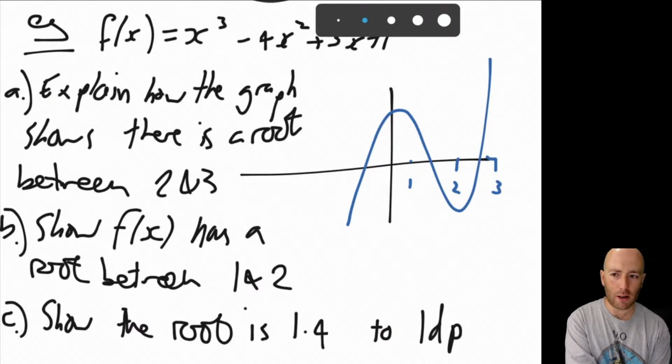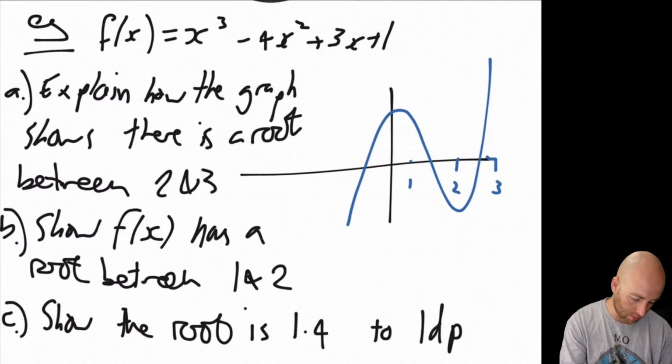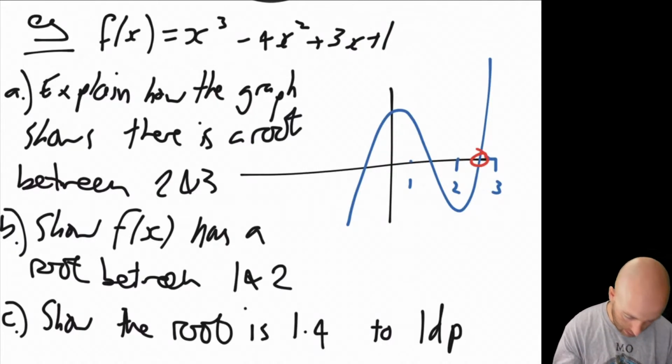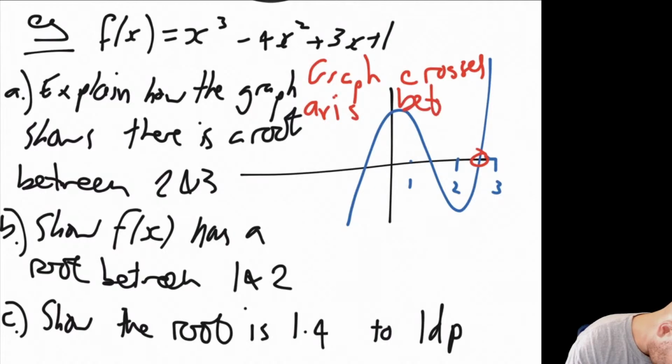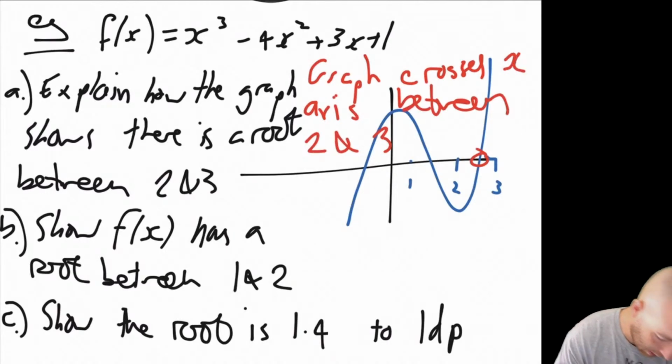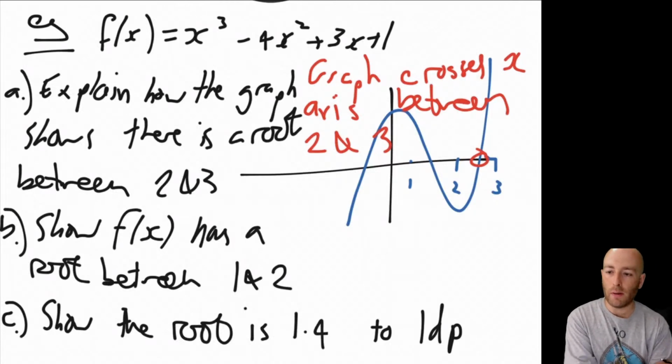So explain how the graph shows there's a root between 2 and 3. Well, looking at the graph, how does that graph show that there's a root between 2 and 3? Well, it crosses the axis there. So there's our root. Graph crosses axis between 2 and 3. Could even say crosses the x-axis between 2 and 3. That's all you need to write for that one.